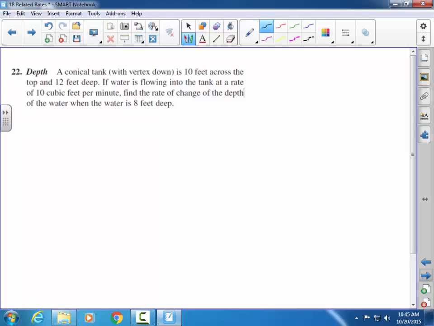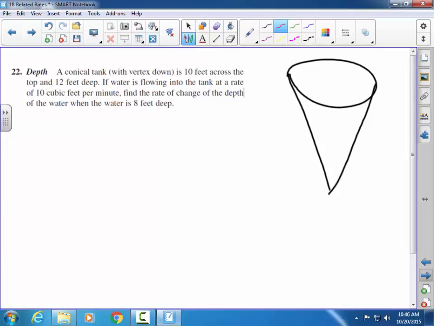So, first thing you need to do, draw a picture. What on earth does this look like? A conical tank. Like a cone. So we have a conical tank, something that looks like this. Okay? Now, what do we know? Vertex down, that means the pointy end's down. It's 10 feet across. That's 10 feet. And it's 12 feet down. Okay? Is that all right?